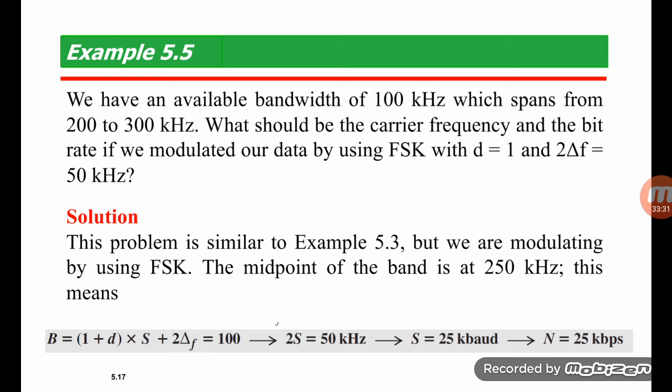Okay, we have an available bandwidth of 100 kilohertz, which spans from, same question. Okay, but now he's asking this for FSK. What should be the carrier frequency and the bit rate if you modulate our data by FSK where R is 1 and 2 delta F is 50 kilohertz? It's very easy, right? You have the formula, you can put the values in the formula and find the answer. You know the bandwidth, okay? You know the formula. B is equal to 1 plus G into S plus 2 delta F. He gave you 2 delta F, he gave you D, he gave you B, you just have to find S, right? Just like this.